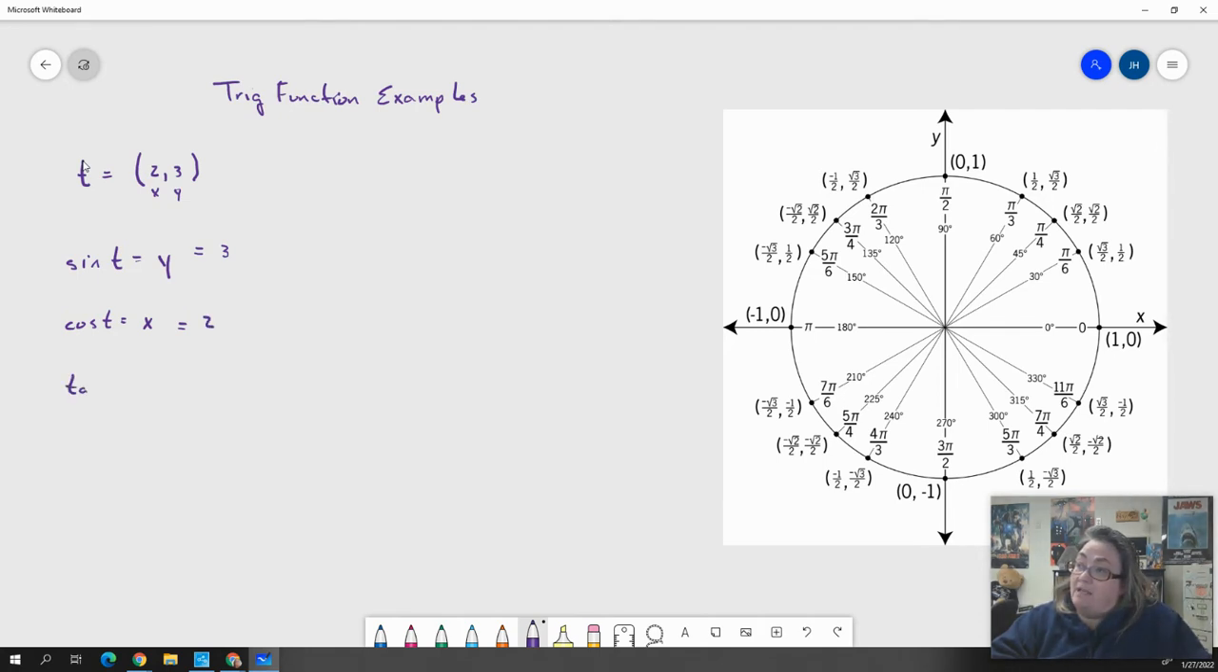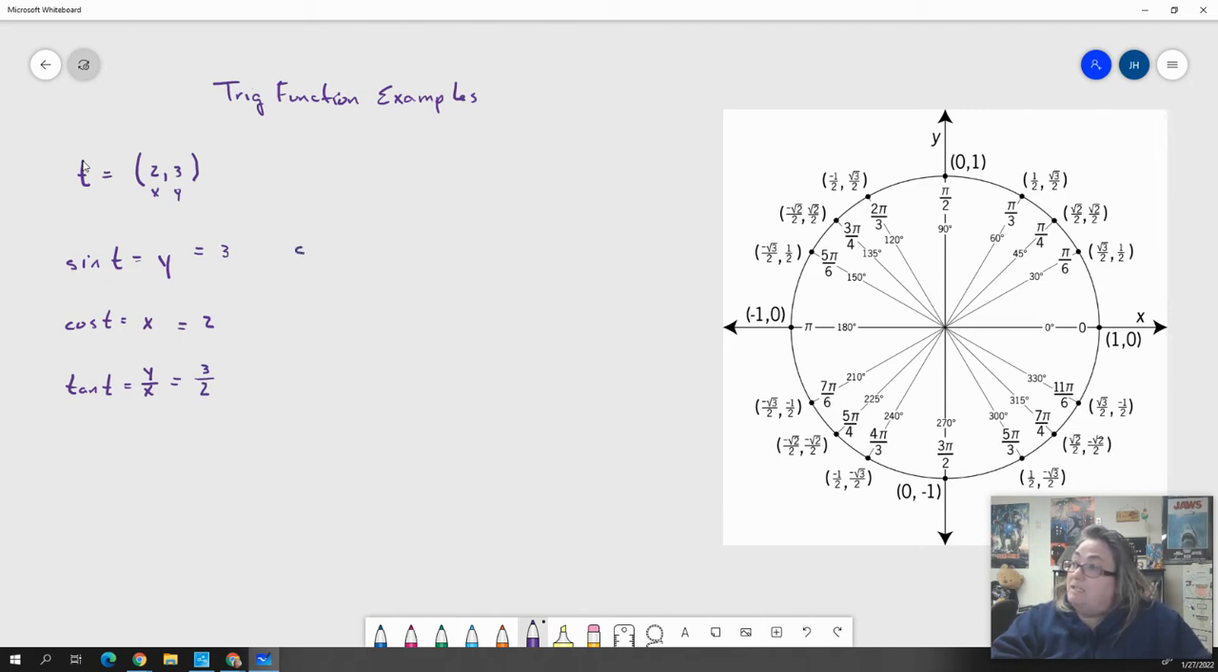Our tangent of our given point of t is going to equal y over x. Remember that x cannot equal 0 because it's in the denominator and we can't divide by 0. Since we don't have a 0 value, that's really not an issue for us. And we just know that the tangent of t is going to equal 3 over 2.